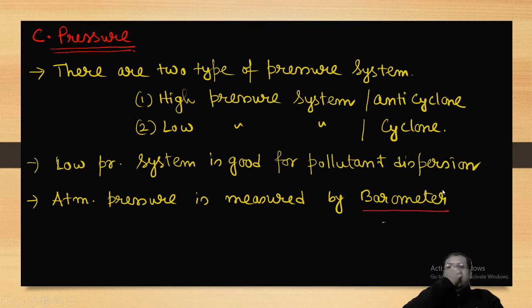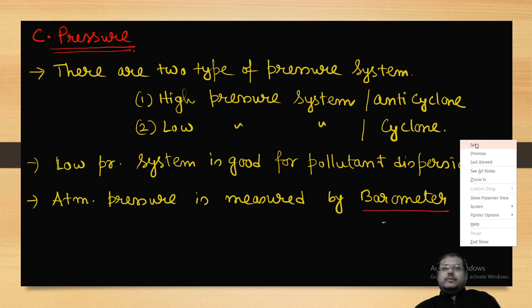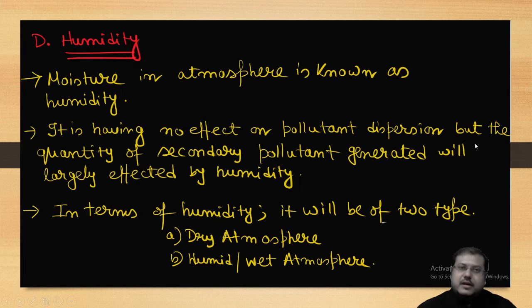Now pressure. There are two types of pressure system. One is high pressure system or anticyclone, another one is low pressure system or cyclone. Low pressure system is good for pollutant dispersion, where atmospheric pressure is measured by barometer. And finally, wind is horizontal dispersion, pressure will be in any direction.